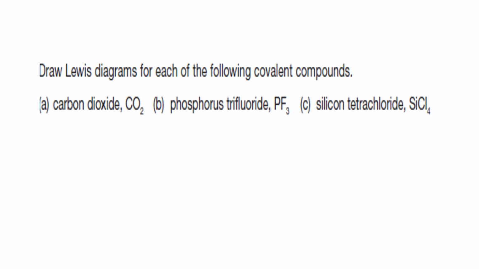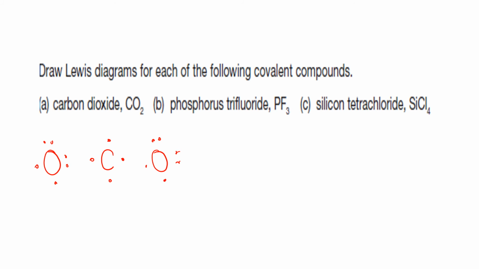Okay. So carbon dioxide. Let's do carbon dioxide for this one. So we've got our carbon. It's number 6. It has 4 valence electrons. And then we have oxygen, and each oxygen has 6 valence electrons.